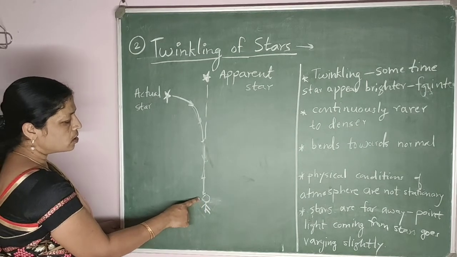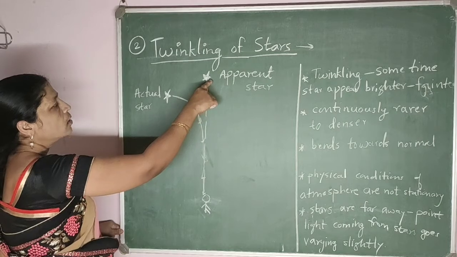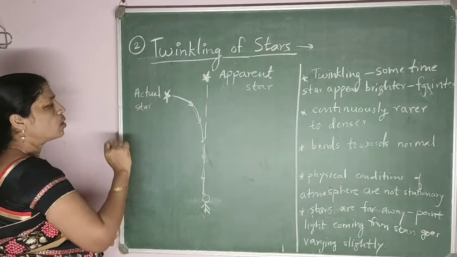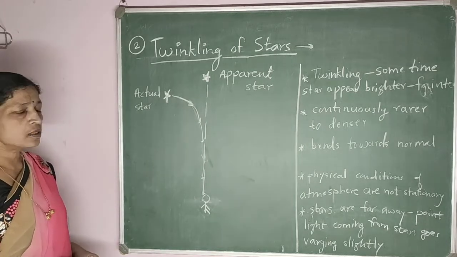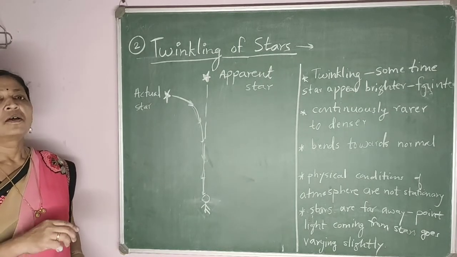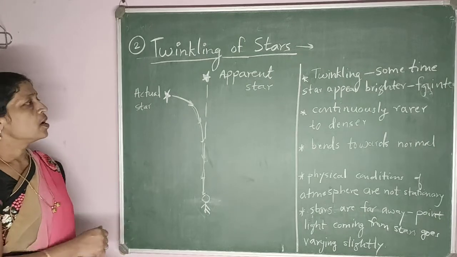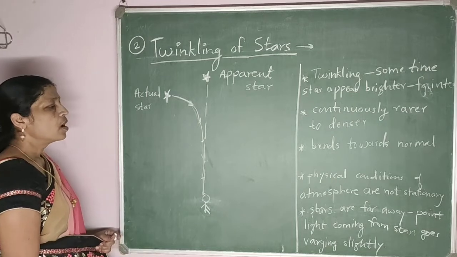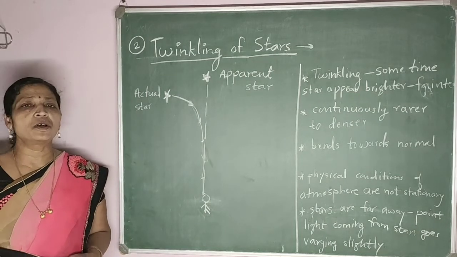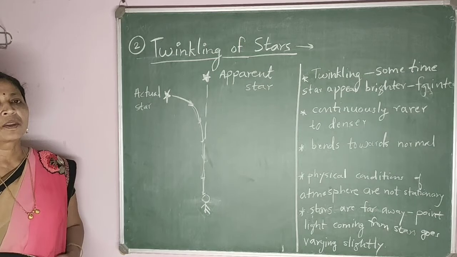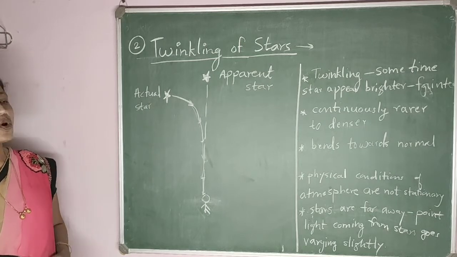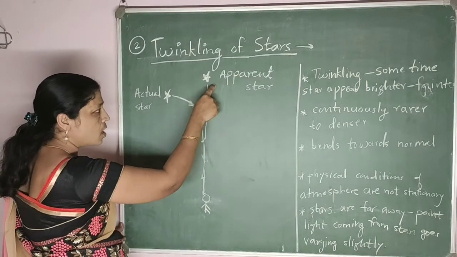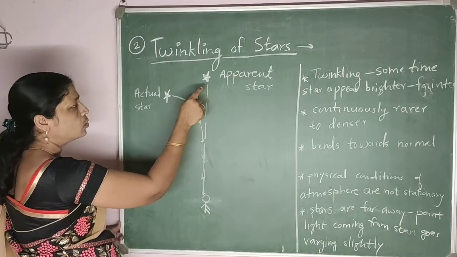And we are watching from the earth's surface. So the apparent position of the star is appearing somewhat higher than the actual position of the star. Apparent position of the star means the appearing position of the star. The physical conditions of the atmosphere are not always stationary. They keep on changing. So as the physical conditions of the atmosphere are changing, the apparent position of the star is also not stationary.